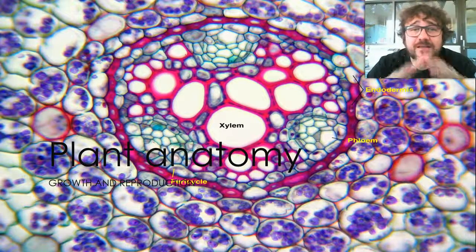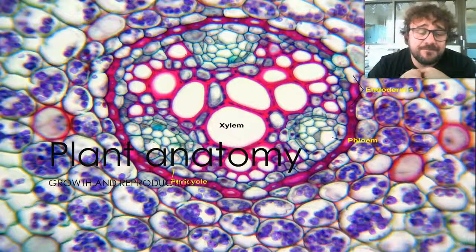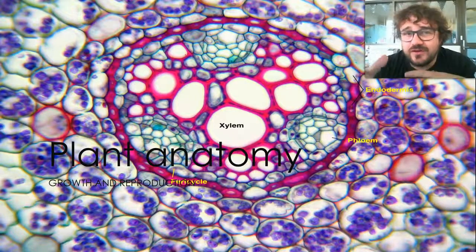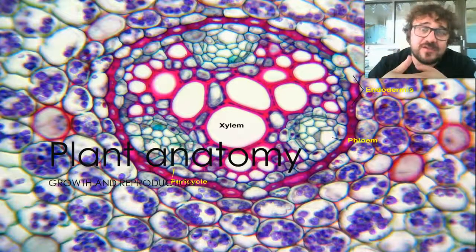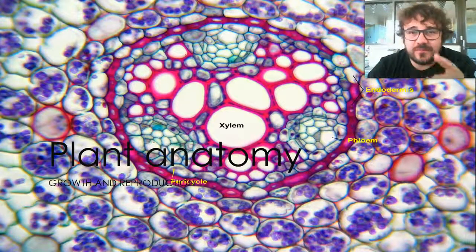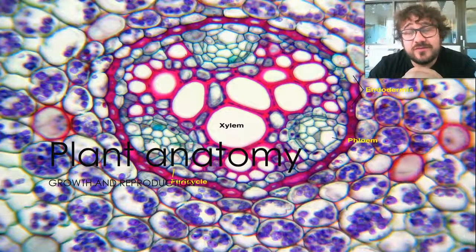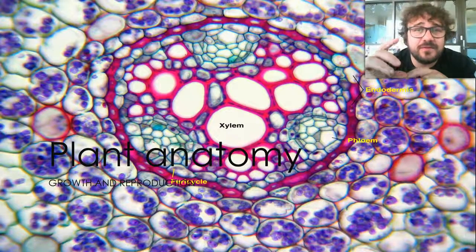Now we're going to talk about plant anatomy. This seems like it might be taking a bit of a diversion, but this gets us onto plant reproduction, and then we'll do animal anatomy and animal reproduction. And then we're on growth and repair. By the end of this lesson, you need to be able to draw a diagram of some plants and label them.